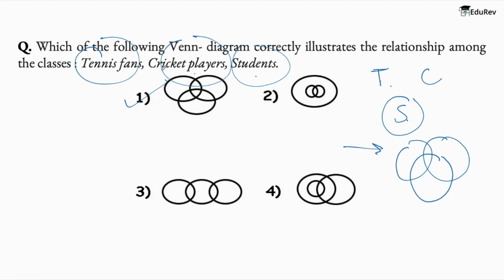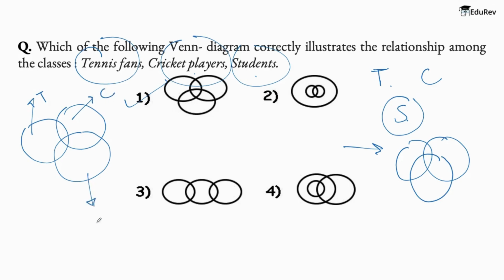This is exactly how we need to represent, because some students can be cricket players, some cricket players can be your tennis fans, some students can be your tennis fans. So given the items are partly related to each other, we can make this. Alright. So it can be that we have these 3 circles. So this one can be your tennis fans, this can be your cricket players and this can be your students. So I hope you have understood this.